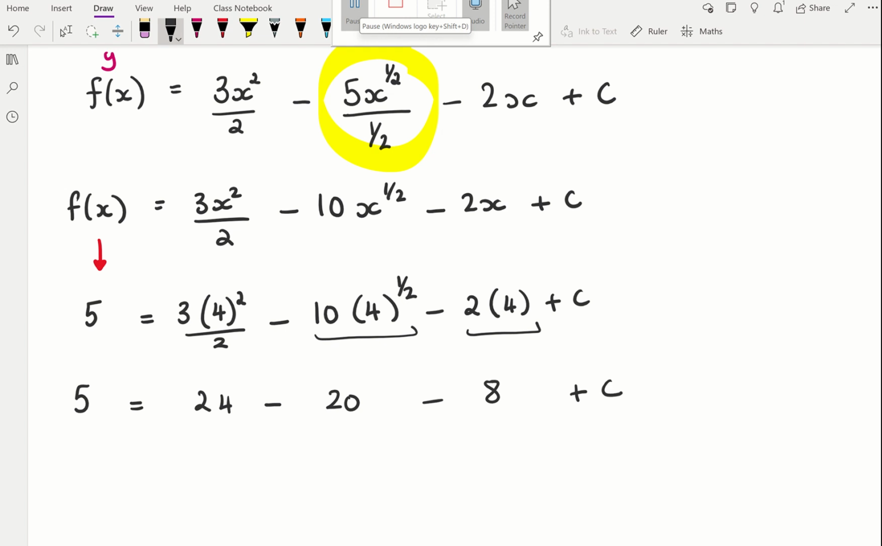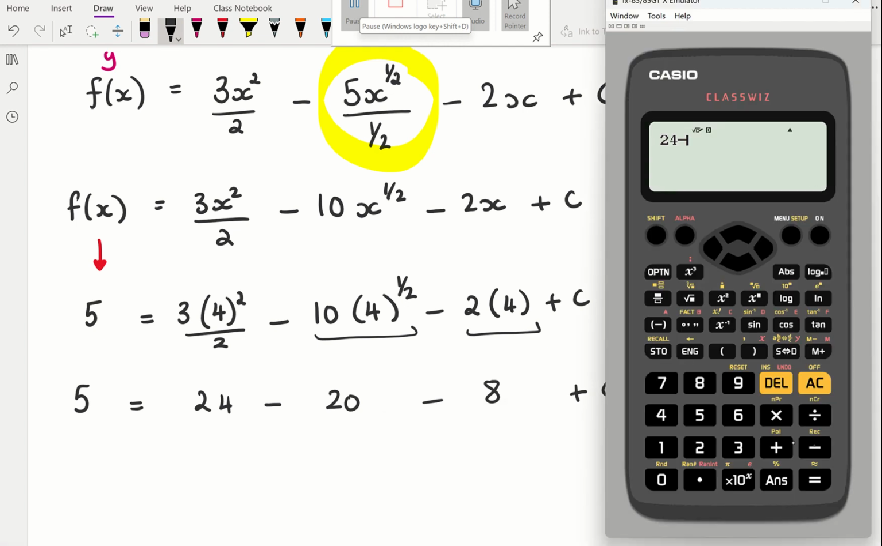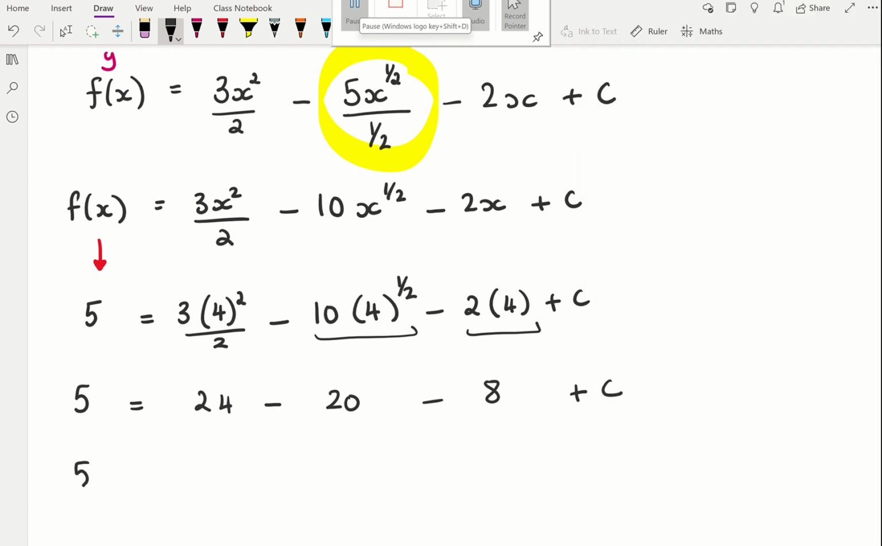And I would do all of that. So 24 minus 20 minus 8, which gives me minus 4. So 5 equals minus 4 plus c. To reverse that, because it's a negative, you add 4. So c equals 9.